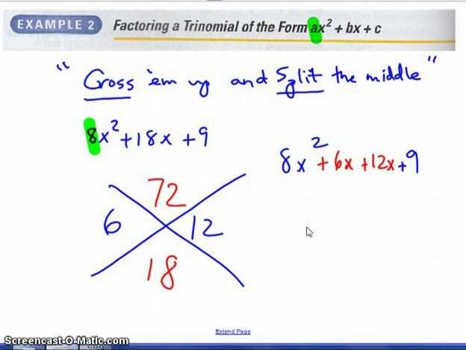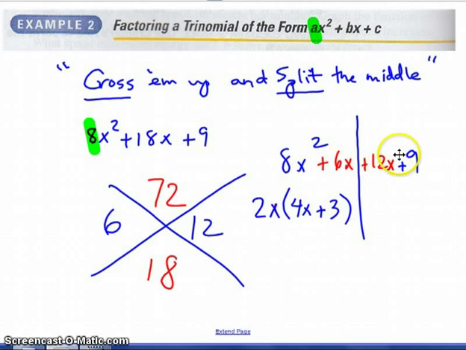Now, continuing with that splitting the middle, I'm going to draw a line between the left half and the right half. I'm going to factor each side. So on the left side, what can I factor out of 8x squared and also out of 6x? What do they have in common? Well, they have 2 and x in common. So I can factor both of those out. And what would I have left, well, what would happen if I factored 2x out of 8x squared? I'd have 4x left. And from this, I'd have 3 left. So what I have in the parens is 4x plus 3.